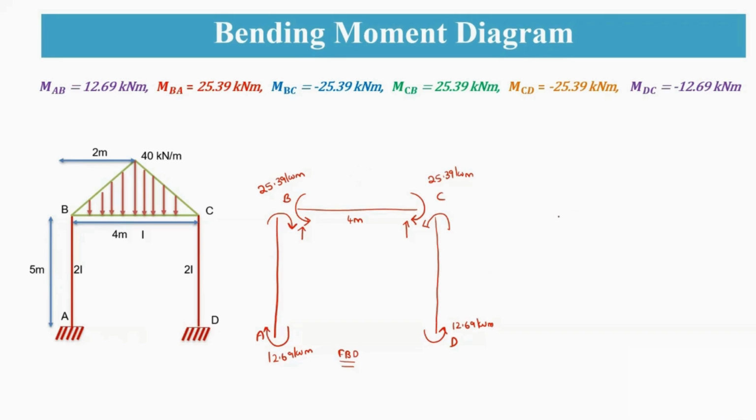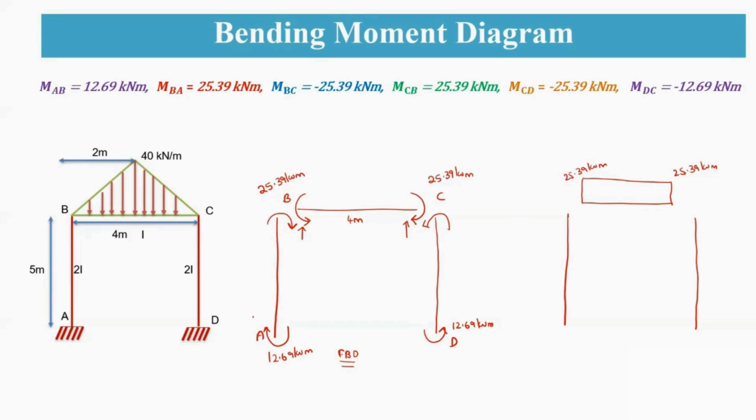For this, we'll draw the bending moment diagram first. For these spans, here you are having both 25.39, 25.39, which is sagging in nature. So this is 25.39 kilonewton meter, and this is also 25.39 kilonewton meter. And one more thing here is, here you are having 12.69, and here also you are having 25.39.